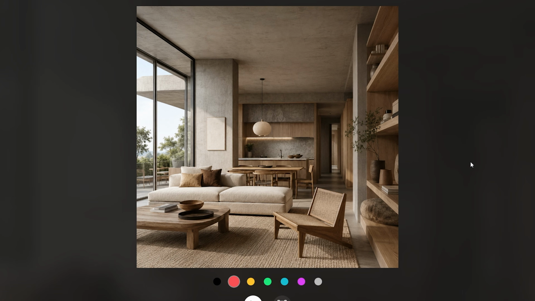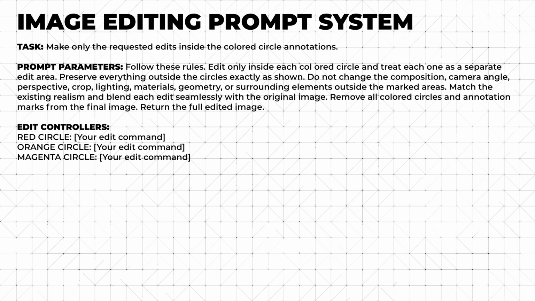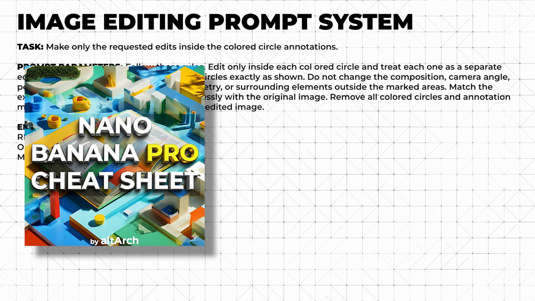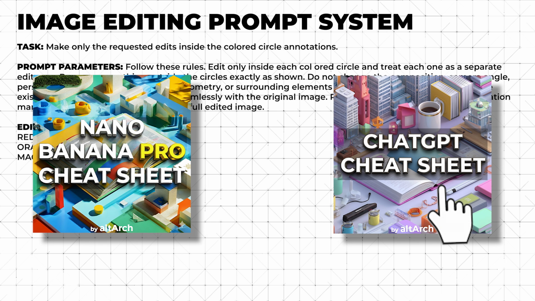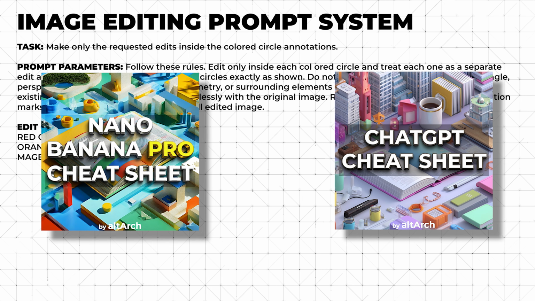I placed that same image into Nano Banana, and I'm going to make the same exact edits that I told ChatGPT to make. This editing system is made specifically for Nano Banana, and it lets me change exactly what I want without affecting the rest of the image. I just circle the areas, paste the prompt, and tell it what to change. You can get the Nano Banana and the ChatGPT prompt systems linked in the description below if you want to try them out for yourself.